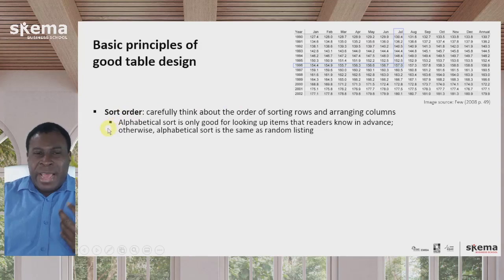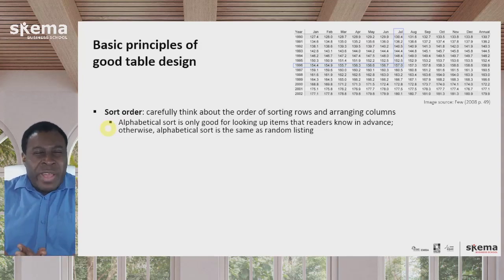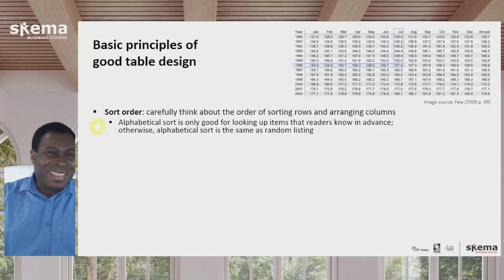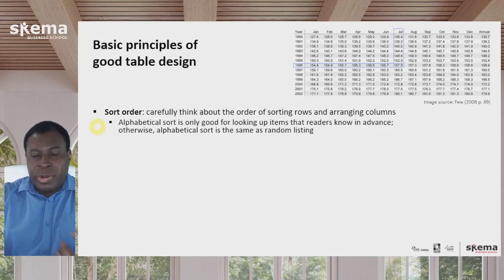The default is usually alphabetical sorting, and that's really only useful if the user, the reader, knows in advance what they're looking for. So like if you have several employee names, maybe 100 employee names, and you sort them alphabetically, if the reader knows the employee they're looking for, then it's easier to find. But if it's many company names that the reader doesn't necessarily know, alphabetical sort is just as good as random. So only use alphabetical sort as a last resort, or if you really know users want to look up something they know in advance.